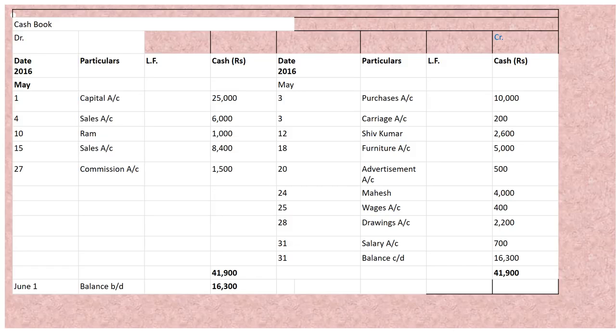On May 10, received from Ram rupees 1,000. So cash account debited to Ram's account, isn't it so? So here in the debit side of the cash book, to Ram account with rupees 1,000.